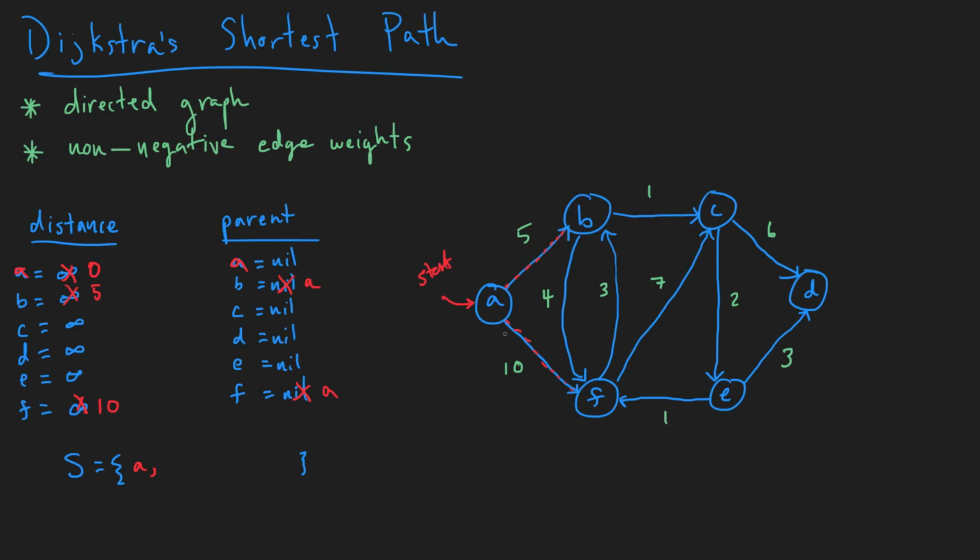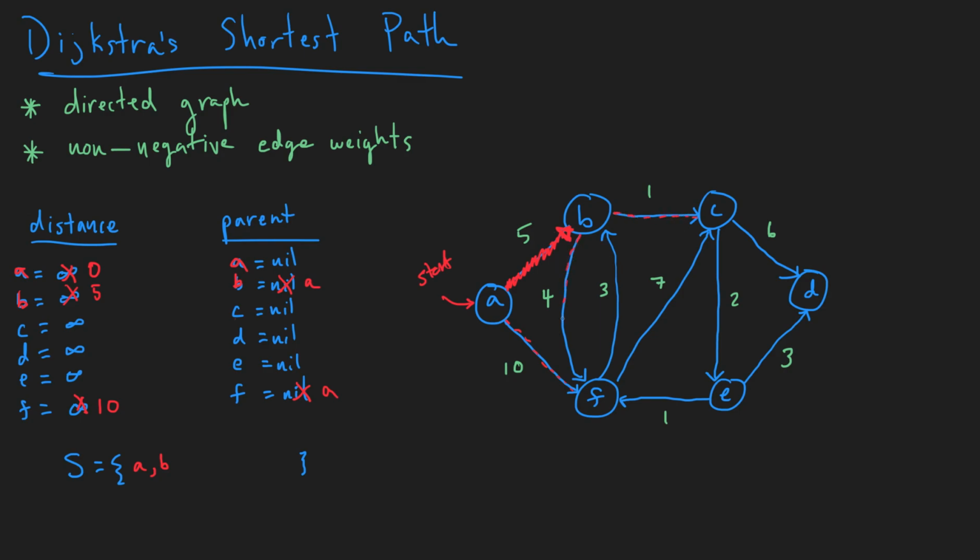Now, there's no other nodes to check from A. So we go through our priority queue, and we dequeue our shortest one, which is right here. So B will be the next one in our set. I'm going to highlight that, just to help us visually. The parent was A, so we highlighted the edge from A to B. Now we're at B, so let's check the adjacency list of B.